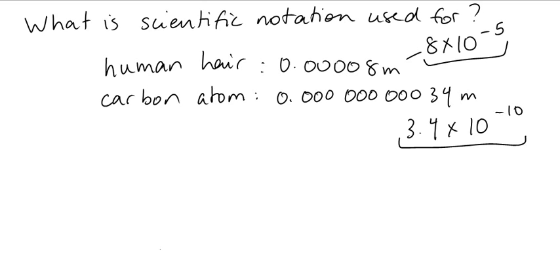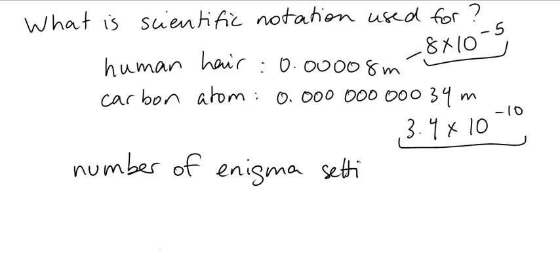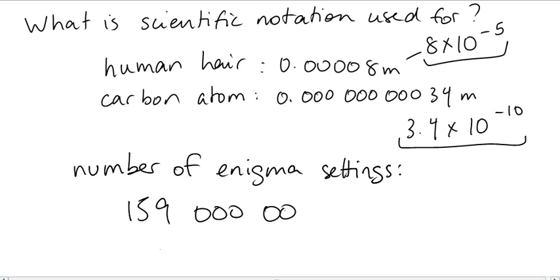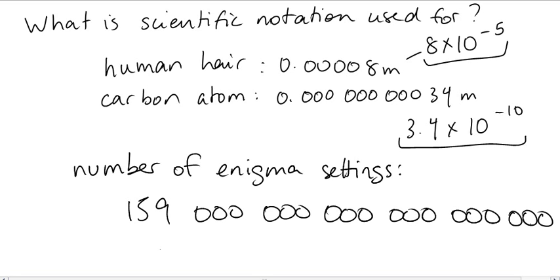So now, for example, let's look at the number of Enigma settings. We say there are 159 quintillion of them. So that's 1, 2, 3, 4, 5, 6, 7, 8, 9, 10, 11, 12, 13, 14, 15, 16, 17, 18. 159 with 18 zeros behind it. So if we had to write that number over and over again, we would get confused, and there'd be a really big chance we'd add a zero somewhere or forget one. So that's another reason we use scientific notation: to write really big numbers with lots of zeros.